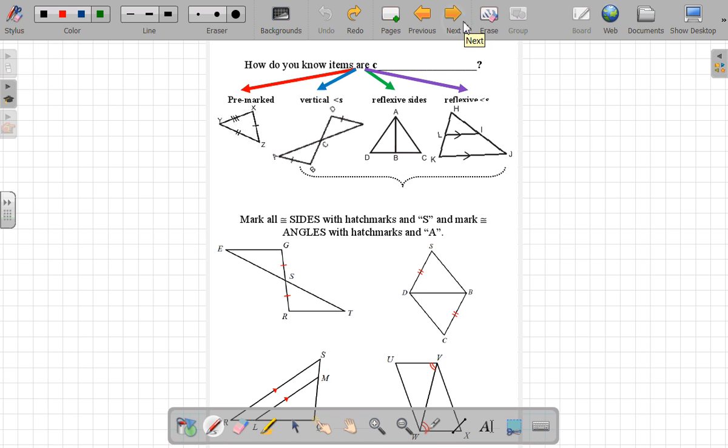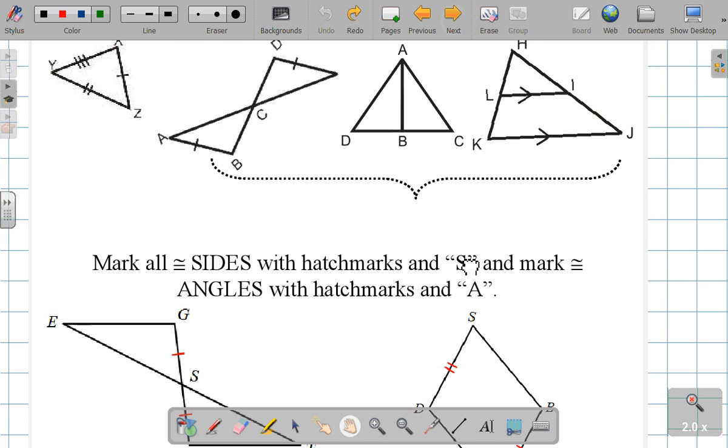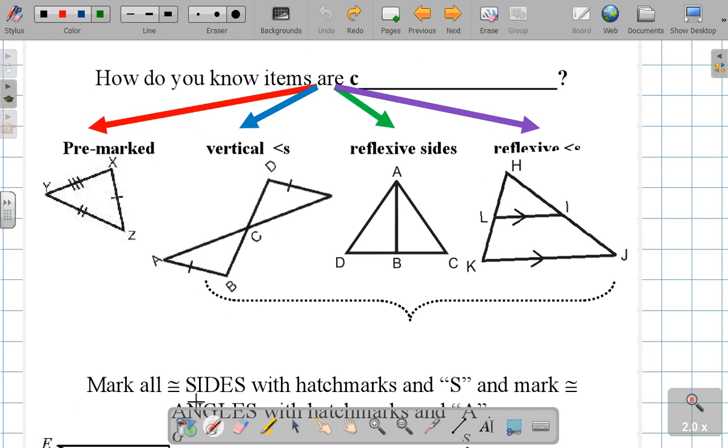So you can see it's all about things being congruent. So the main question we're asking ourselves is, how do you know when things are congruent? So far, you only have two sources of congruency so far. If it's marked congruent, it's congruent.